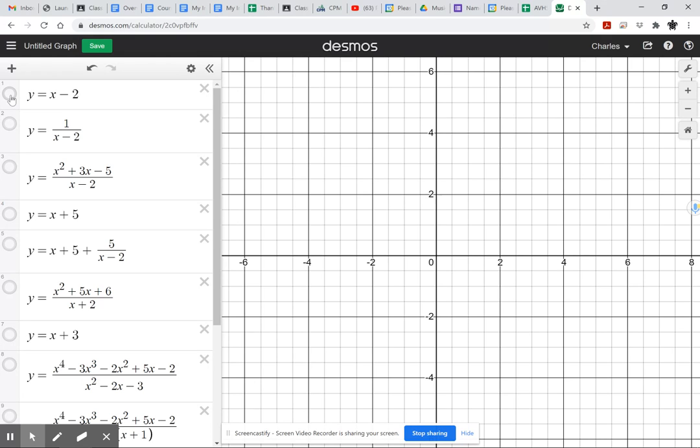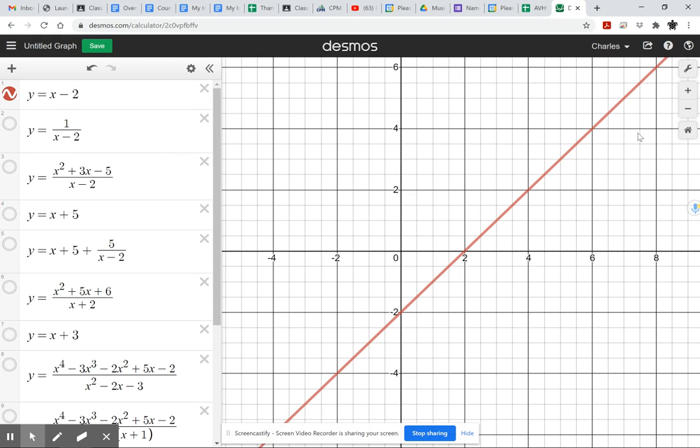So the first one is just y equals x minus 2. Maybe you can already picture that. This is the picture of a line. What's important about that line? It's got a slope of 1. It's got an x-intercept of (2, 0).